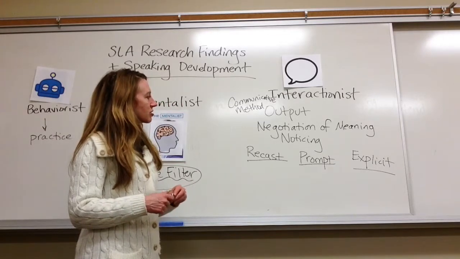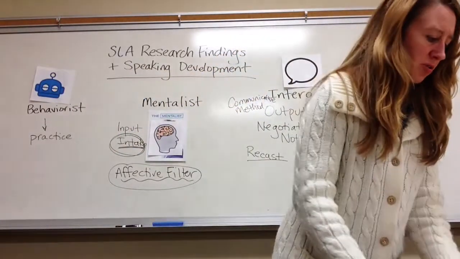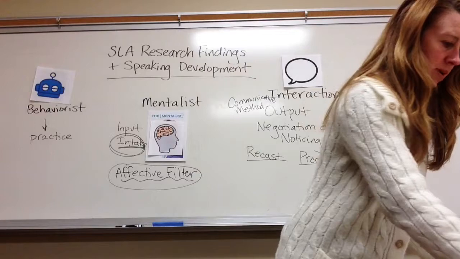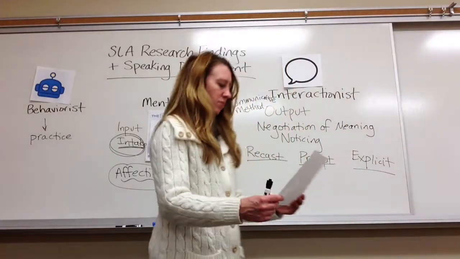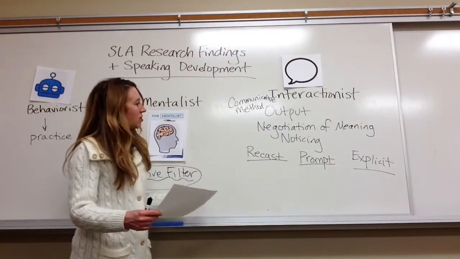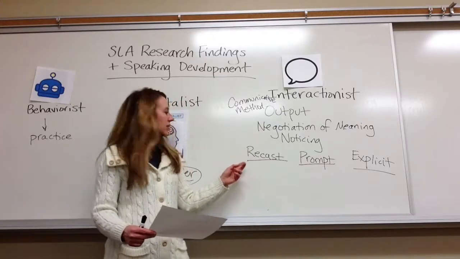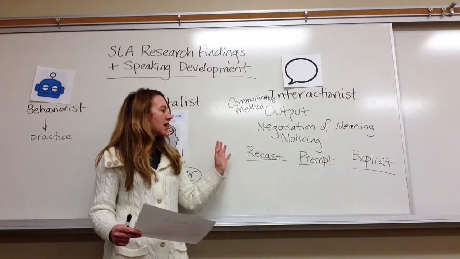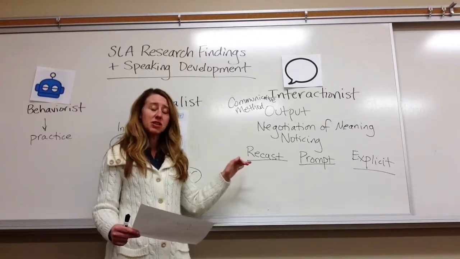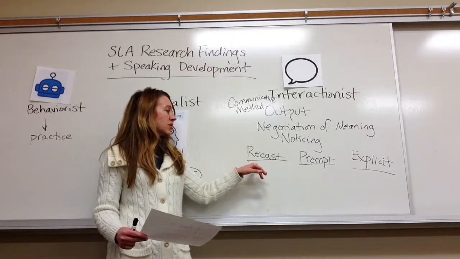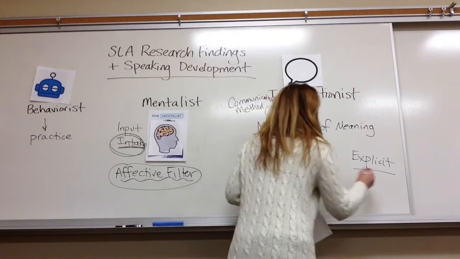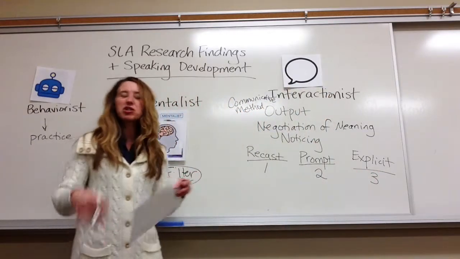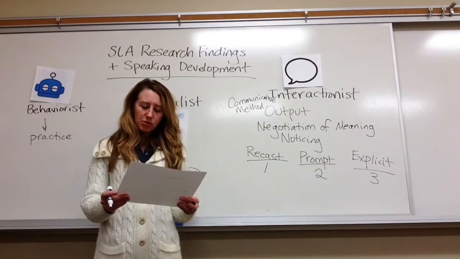So what do we know from the research about which is more helpful? So when we look at our research, let me pull up my findings. One thing that we know when we look at the research is that of all three kinds of feedback that teachers tend to give students on their speaking in classrooms, recasts happen the most. So this is number one. Prompts happen second, and explicit negative correction, that's number three.